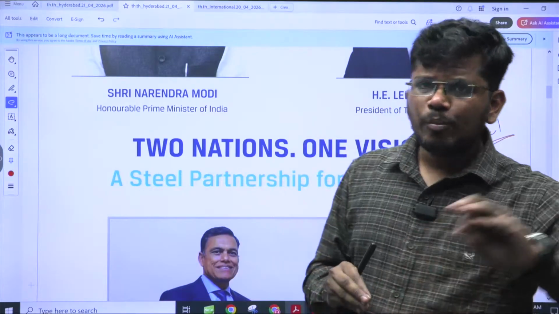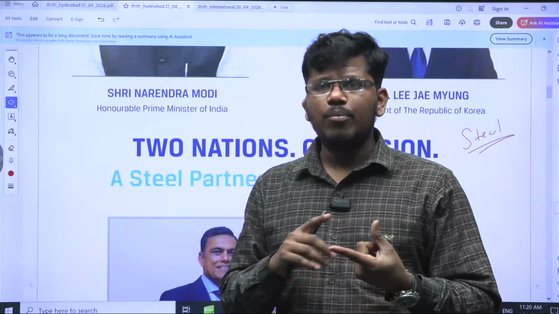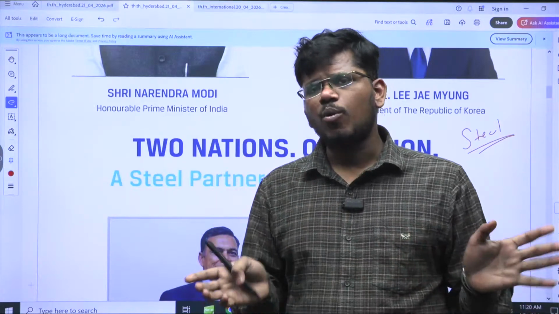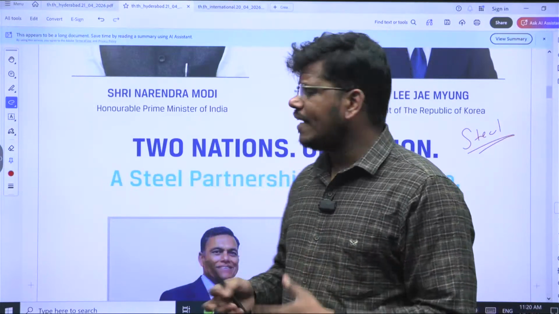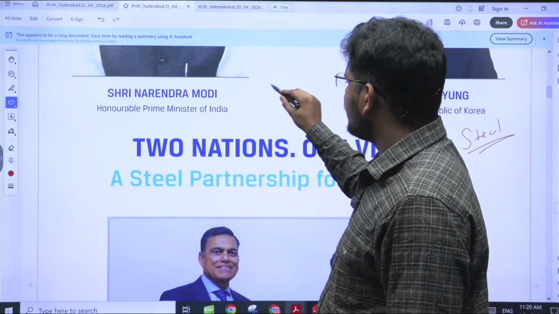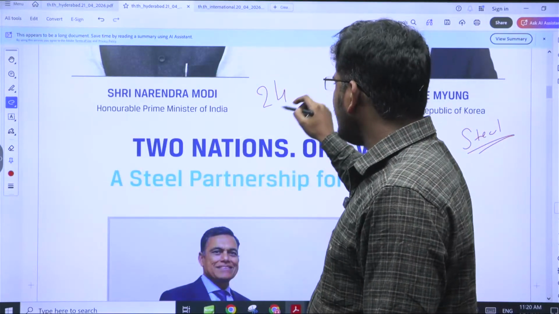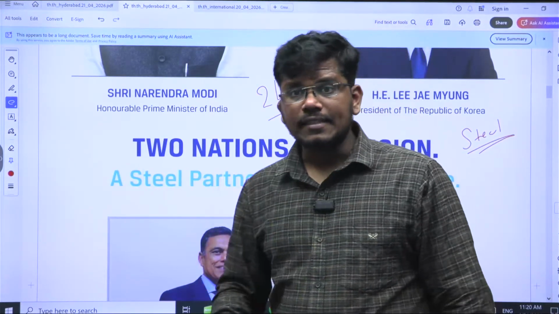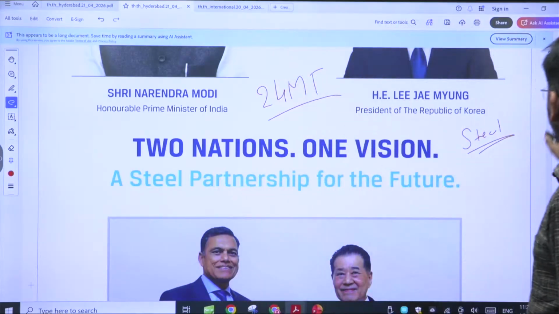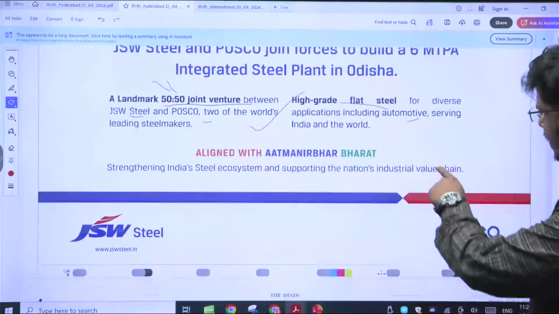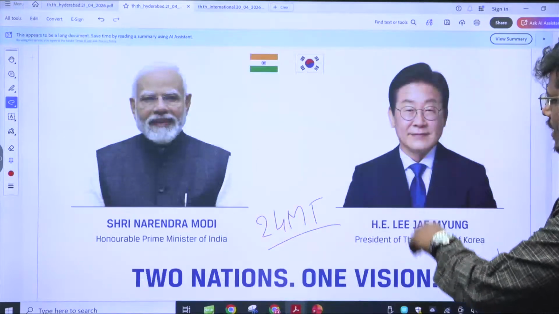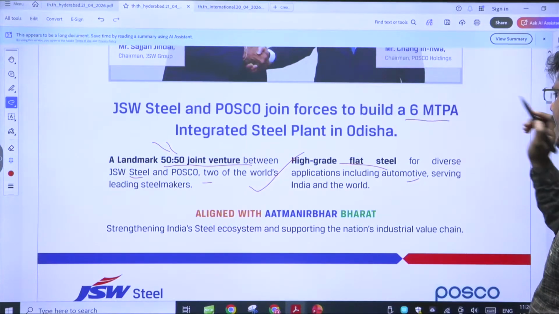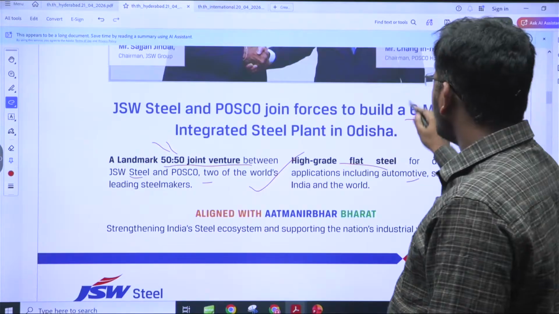And a few months back, there was also one more, Nippon of Japan and ArcelorMittal of India. They both started a steel plant in Andhra Pradesh. This capacity was 24 metric tons, and with this they produce around 6 metric tons of steel per annum. So this is their steel capacity.